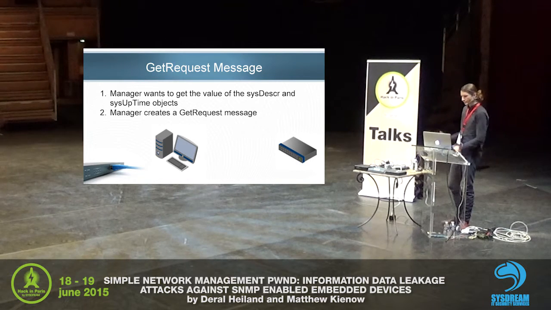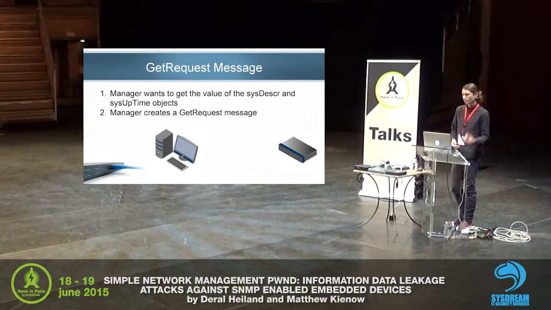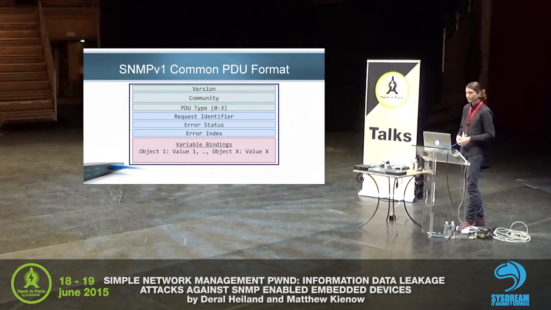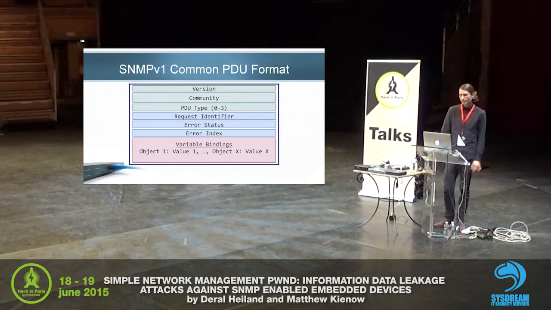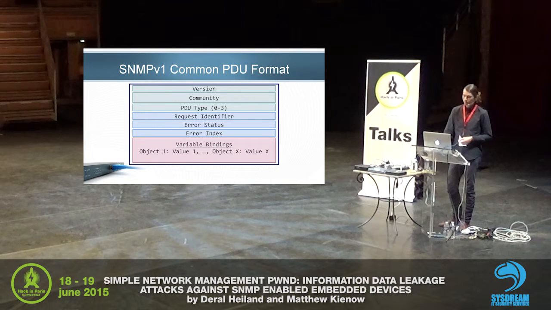So let's say in this example, the manager wants to get the value of the system description and system uptime objects. It's going to first create a GET request message, and this message shares that common PDU format that I mentioned. If you look in the area at the top, this is the common SNMP header. Of importance here is the community. The community field represents the clear text authentication used by the SNMP protocol. In the center is the get/set header, and at the bottom is the variable bindings list. In this situation, we will have the object identifiers for the system description and system uptime variables.